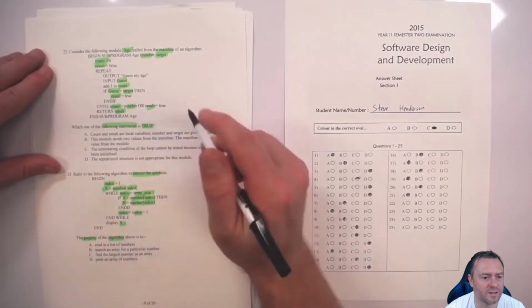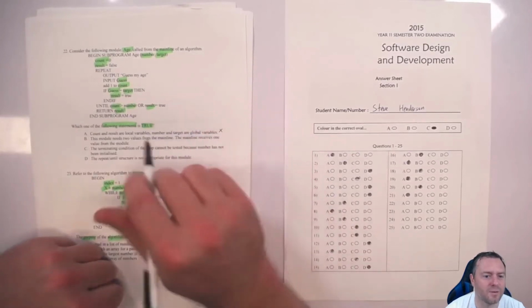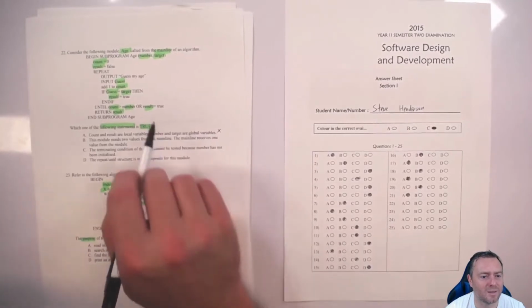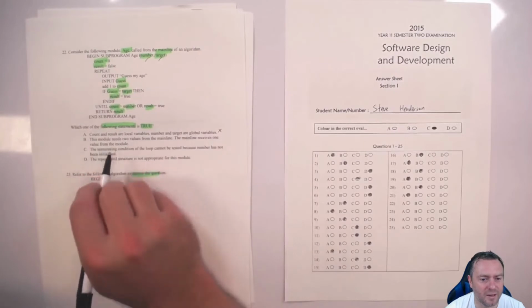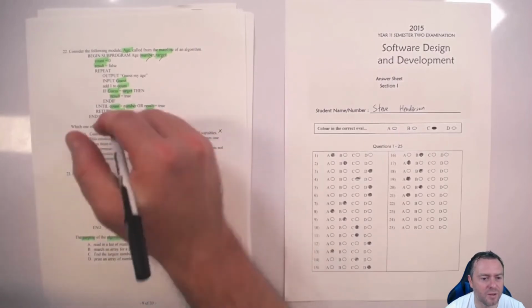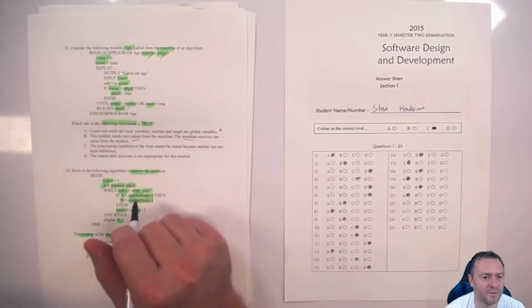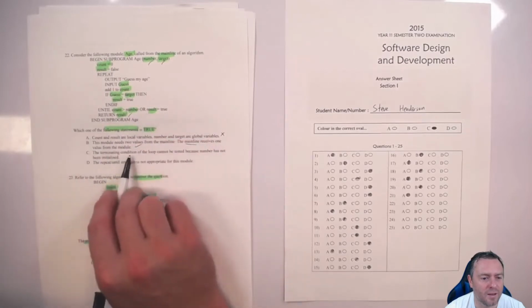So when you look at this, count and result are local variables, and number and target are all global variables. That's not correct. Count and result will only exist inside that subroutine. The module needs 2 values from the main line, and the main line receives 1 value from the module, which looks pretty good. You've got the number and target, which are the 2 variables, and then the return value is the result. So it's probably going to be B.